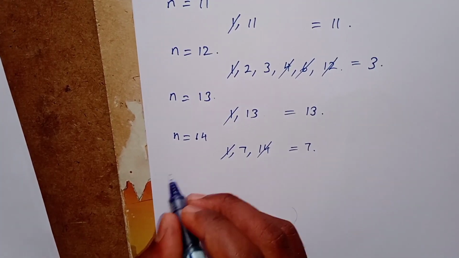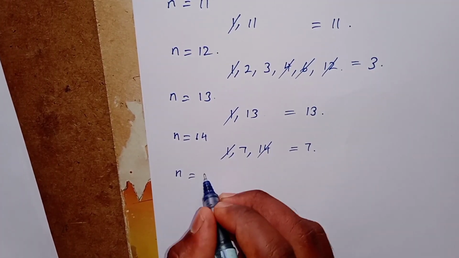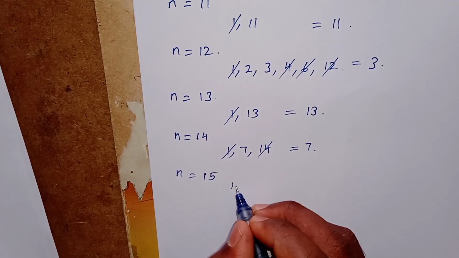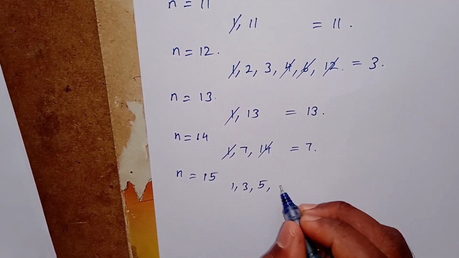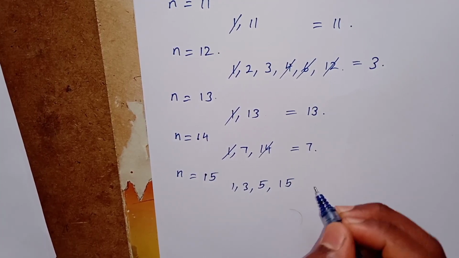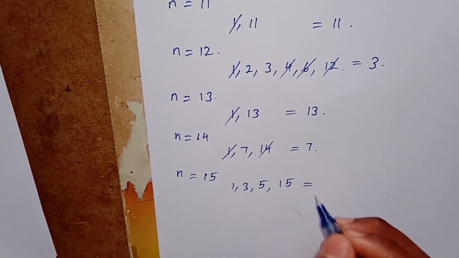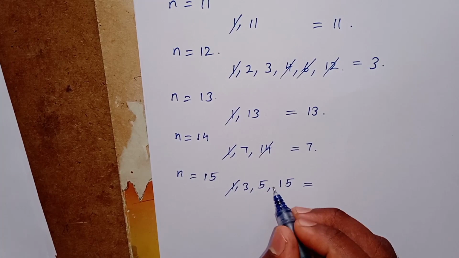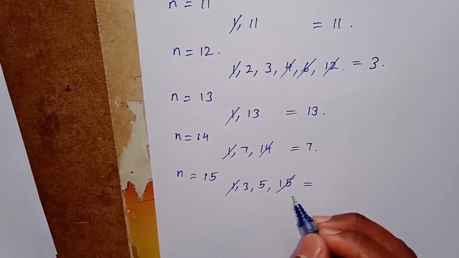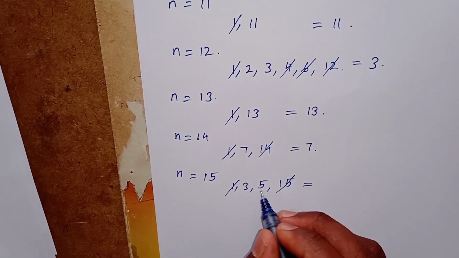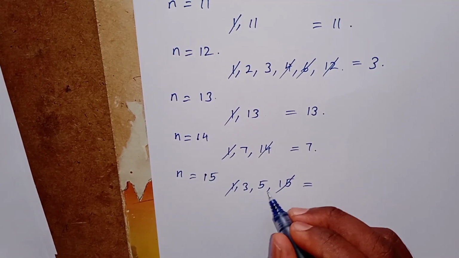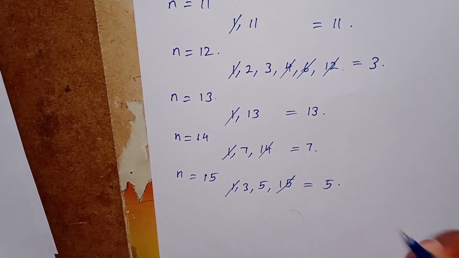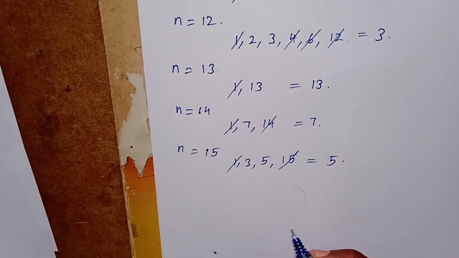Next question, n equal to 15. The factors are 1, 3, 5, 15. Here 1 is not a prime number, 15 is not a prime number, and 3 and 5 are my prime numbers. I need the highest prime number. Here the highest is 5. 5 is my highest prime factor.